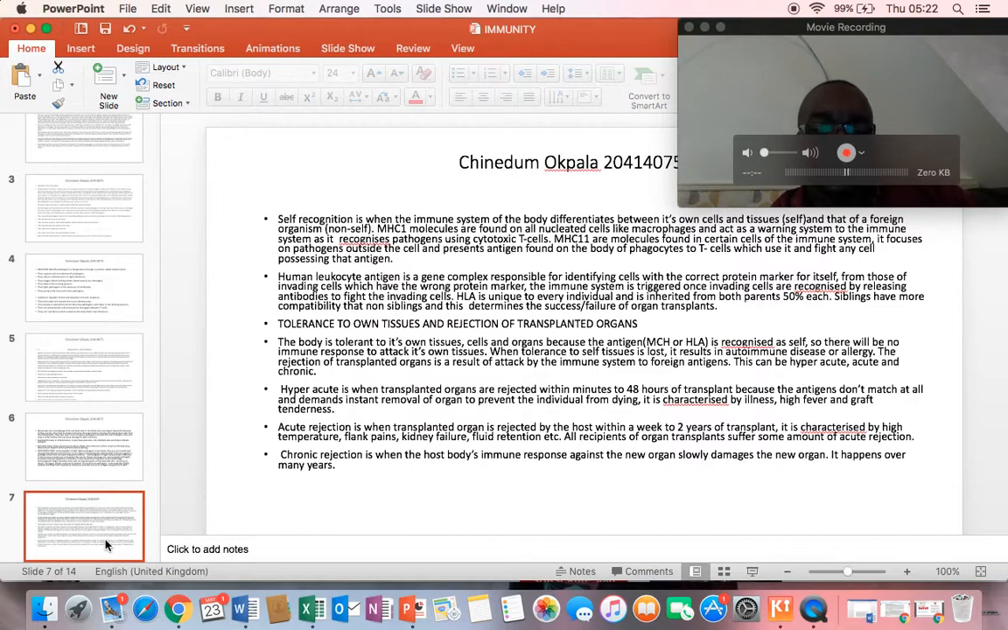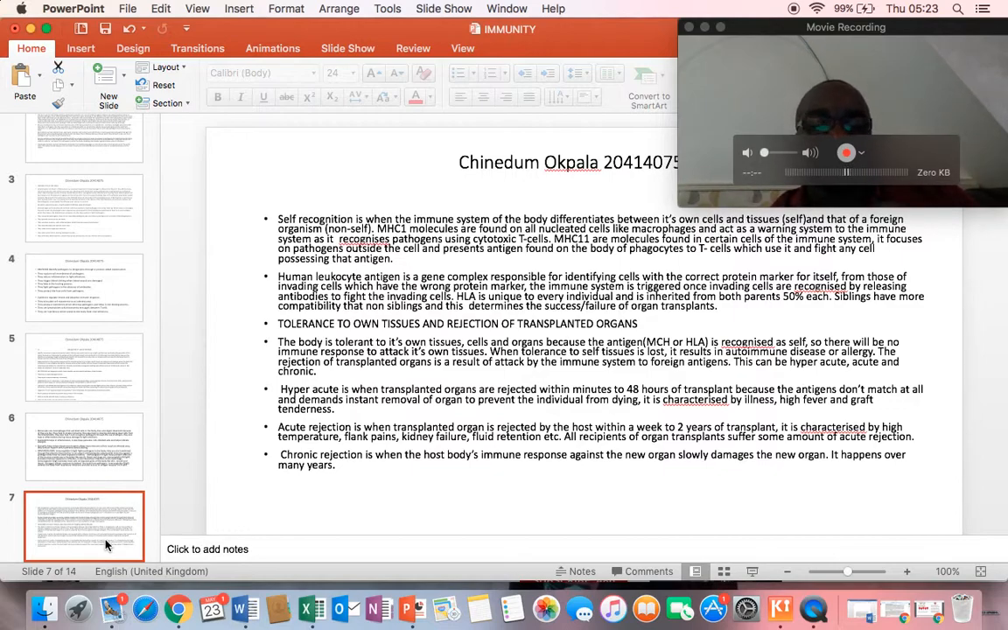Tolerance to own tissues and rejection of transplanted organs. The body is tolerant to its own tissues, cells, and organs because the antigens MHC or HLA are recognized as self. So there will be no immune response to attack its own tissues. When the tolerance of cell tissues is lost, it results in autoimmune disease or allergy.